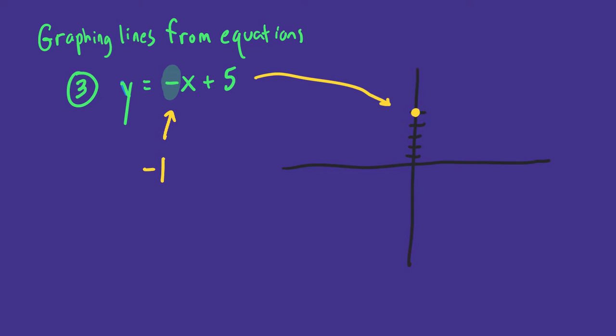And you'll want to remember that negative 1 actually has a denominator. So it's negative 1 over 1. If that's what's in front of x, then that means the rise is negative 1 and the run is positive 1. So starting from this point, we're going to rise negative 1, which means we'll go down. And then we're going to run 1, which means we're going to go right 1. So rise down 1, run 1 over 1.